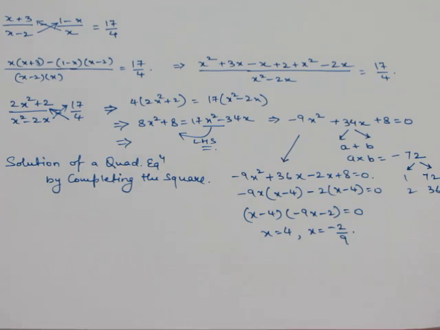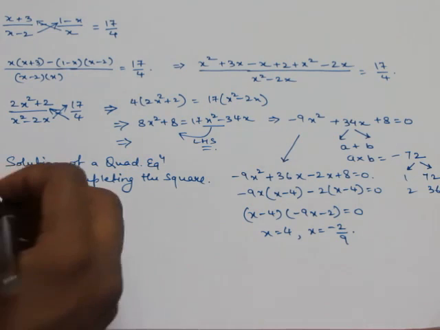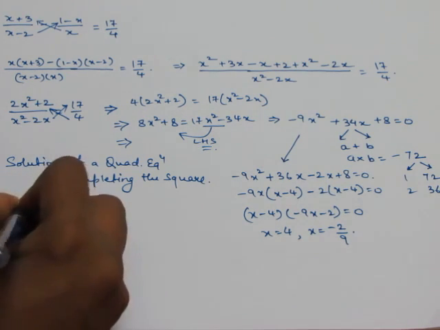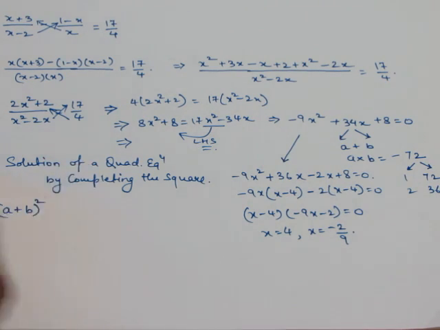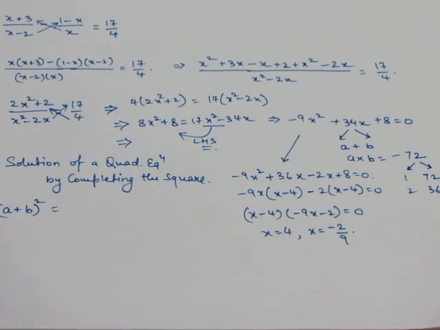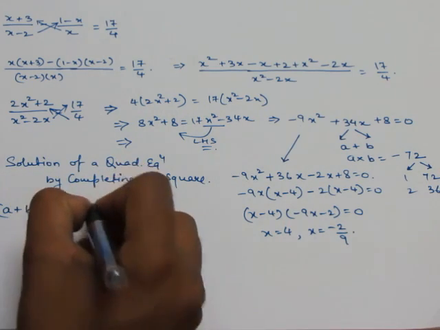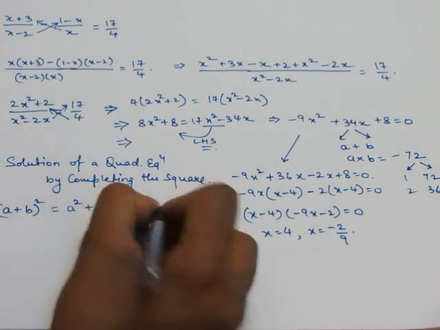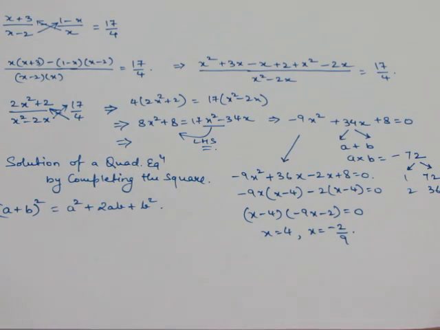In this solution of a quadratic equation by completing the square method, the first thing we need to know is the identity a plus b whole square. What is a plus b whole square? I guess every one of us knows a plus b whole square is a square plus 2ab plus b square. Is this clear?